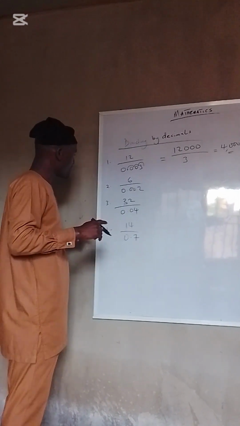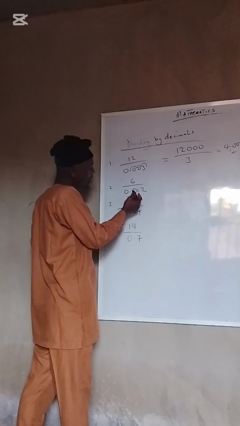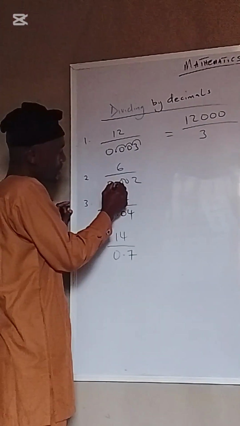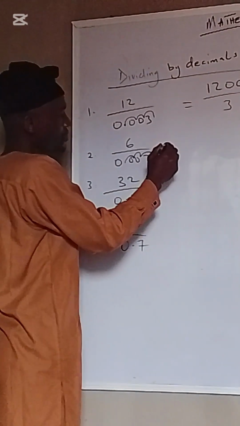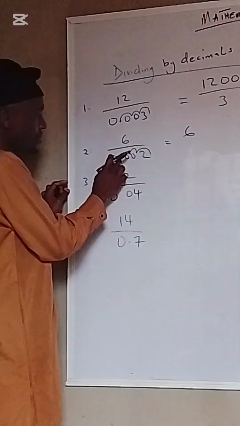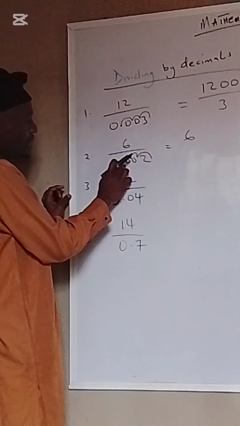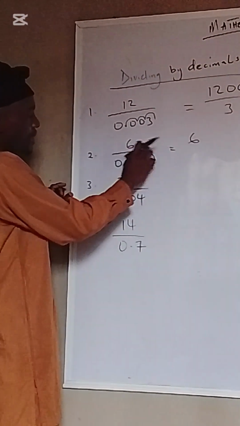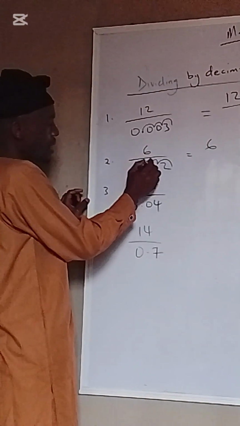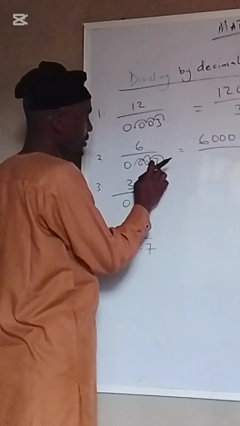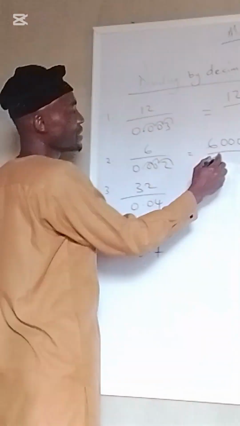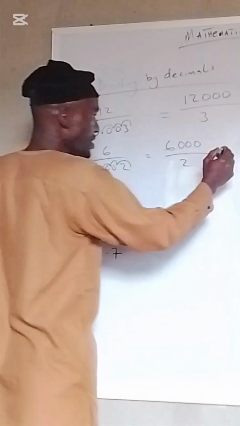Now the same thing is applicable here. Looking at the figures after the decimal point too, we are having 1, 2, and 3. So this is the number of places after the decimal point. We move 3 places, then divide by the last figure, 2. So that will give us 3,000.